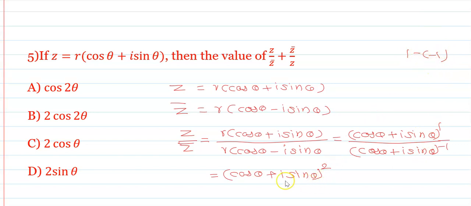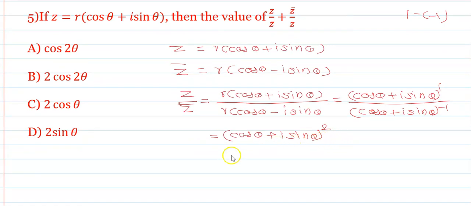1 plus 1 you will get 2, and here the value of Z upon Z bar is cos of theta plus I times sin of theta, bracket to the power 2. And what is its value? Its value is cos of 2 times theta plus I times sin of 2 times theta by using De Moivre's theorem. The value of Z upon Z bar. Similarly, the value of Z bar upon Z.